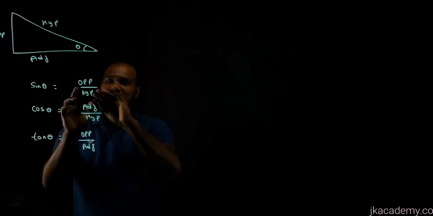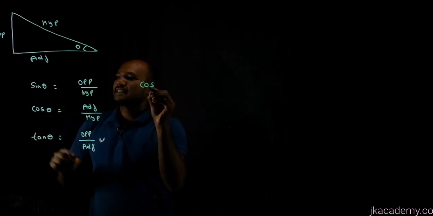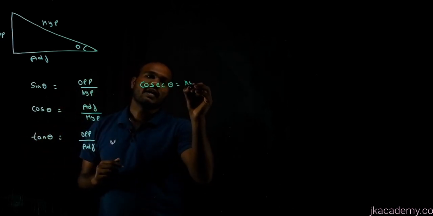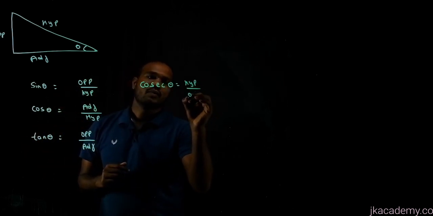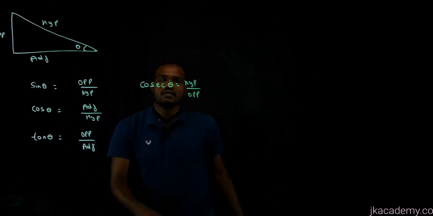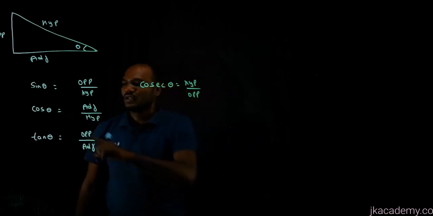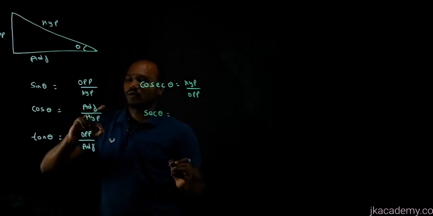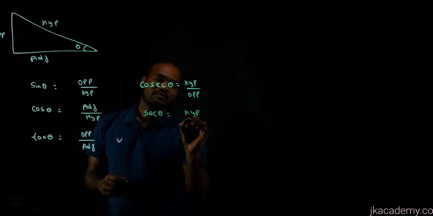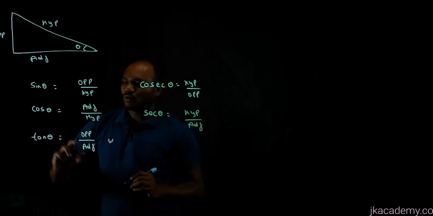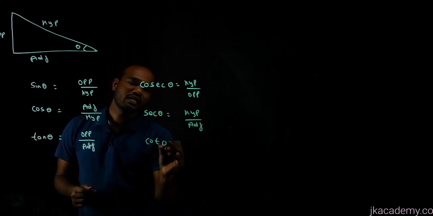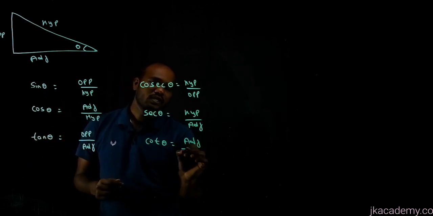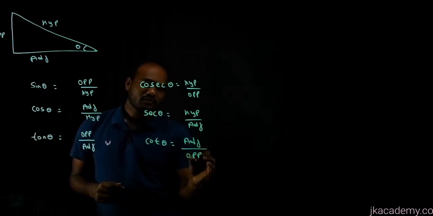Next, you just have to reverse it. The reverse of sin is cosecant theta. Cosecant theta is what? Hypotenuse over opposite. What is the reverse of cos theta? Secant theta, which is hypotenuse by adjacent. What is the reverse of tan? Cot theta, which is adjacent over opposite.